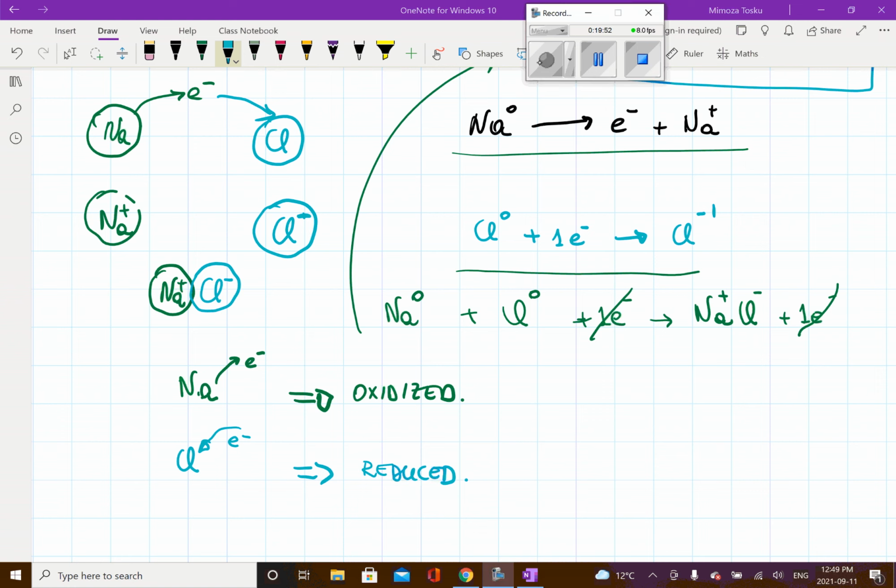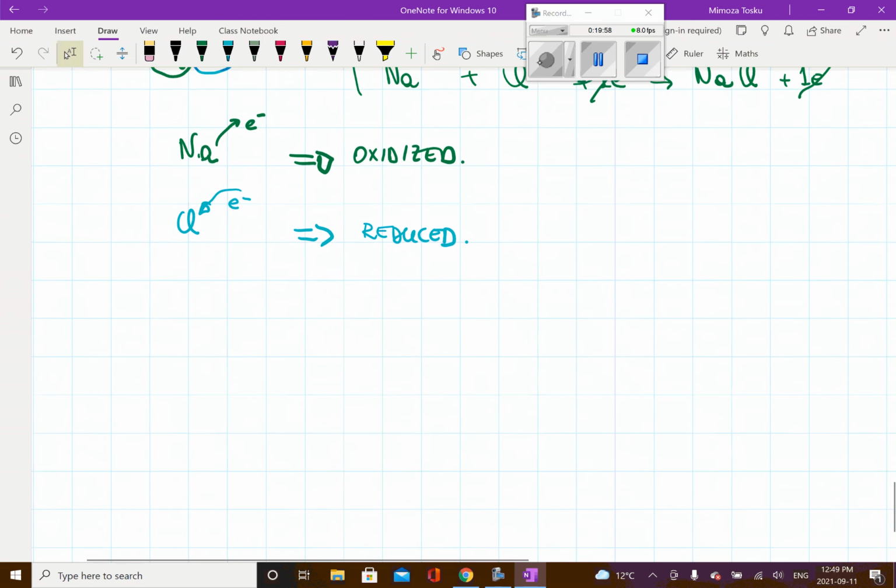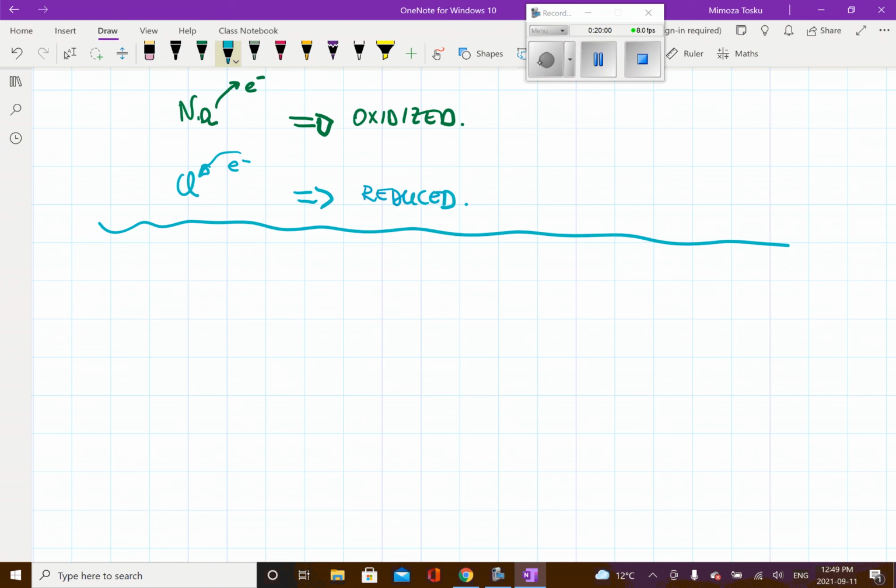Let's take a look at another example. Let's consider the formation of calcium oxide. Calcium oxide is an ionic compound. If we write the reaction, then we will have something like this: 2 calcium, solid.